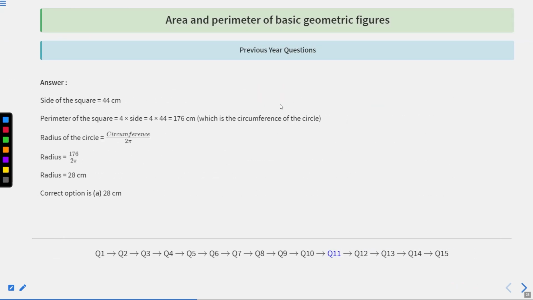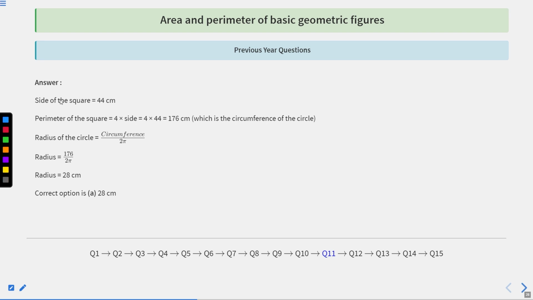So what all information is provided to us? The side of the square is 44 centimeter. So the square formed by this side will have perimeter 4 times side, equal to 176 centimeter. Now you know the length of that particular wire. The length of that wire is 176 centimeter and this is nothing but the circumference of that particular circle.